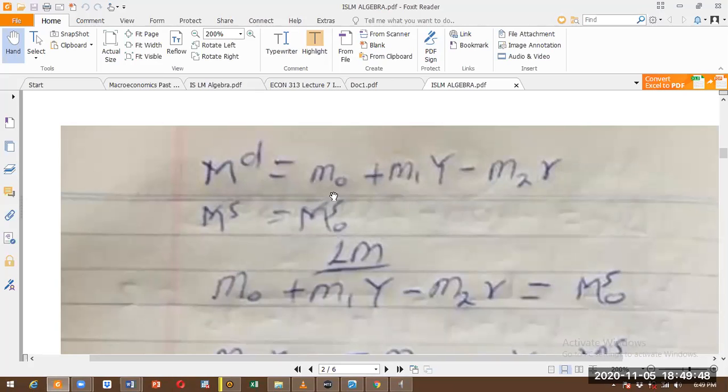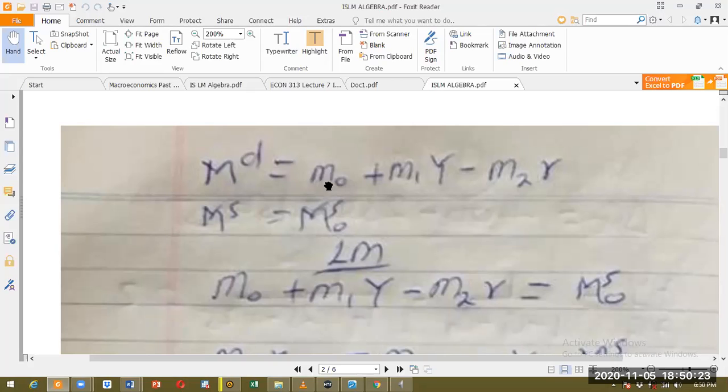It's possible they will not bring M0. It's possible that they will not bring this M1Y. It depends on the question. So don't restrict yourself that the thing should always be like this. No, you work with what was given in the question. So if you have the Y term, you use it. As for the R, it has to be there. This one too has to, but for this one, most of the times they might not bring it.